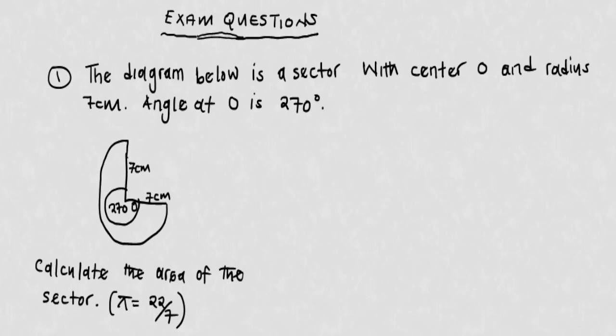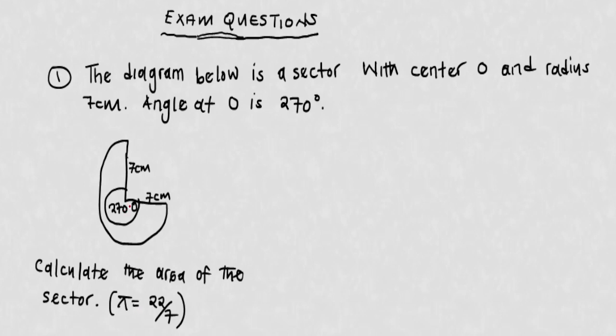So the diagram below is a sector with center O and radius 7 centimeters. Angle at O is 270 degrees. So this is the angle which is 270 degrees. Then this is our O, which is the center. Then the question is asking us to find the area of the sector.